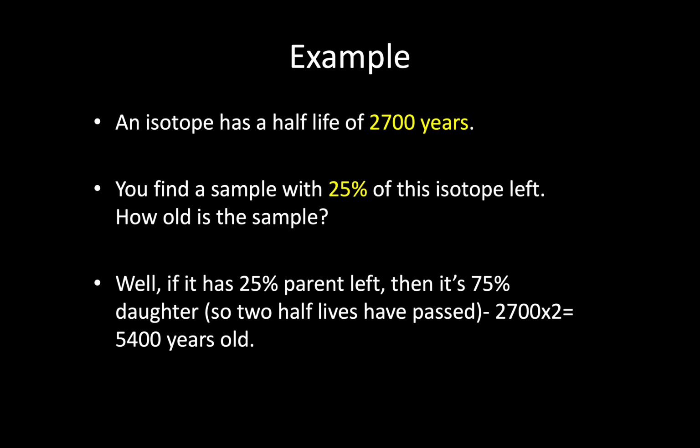Here's an example. An isotope has a half-life of 2,700 years. You find a sample with 25% of the original parent isotope left. How old is that sample? Well, if it has 25% of the parent isotope left, then there's 75% daughter, right? 25 plus 75 equals 100%. So if 100 to 50 is 1 half-life, 50 to 25 is 2. 2 half-lives have passed. 2,700 years times 2 half-lives is 5,400 years old.